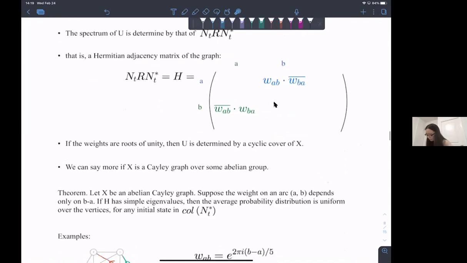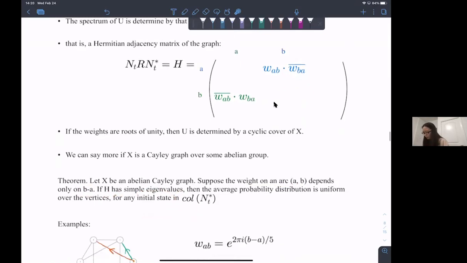Okay. So here's the same result we borrowed from the previous slides. If the weights on the arcs only depend on the connection set, so for each element in the connection set, you assign a weight, and for every arc induced by the connection set element, you assign the same weight, then the Hermitian matrix having simple eigenvalues implies that the limiting distribution is uniform regardless of any initial state lying in this column space. Okay, so now we have a better chance for achieving that distribution.